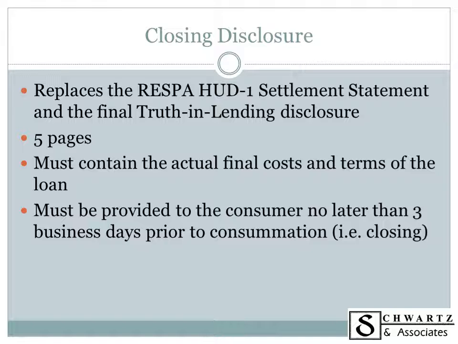Let's move on now and talk about our closing disclosure. Our closing disclosure is going to be the one that replaces our HUD 1 settlement statement that we use at closing now, as well as the final truth in lending. It's 5 pages long, and it must contain the actual final cost in terms of the loan. Remember, the loan estimate is just that. It's an estimate of the cost, so the closing disclosure will reflect the final cost for the loan, and it must be provided to the consumer no later than 3 business days prior to consummation.